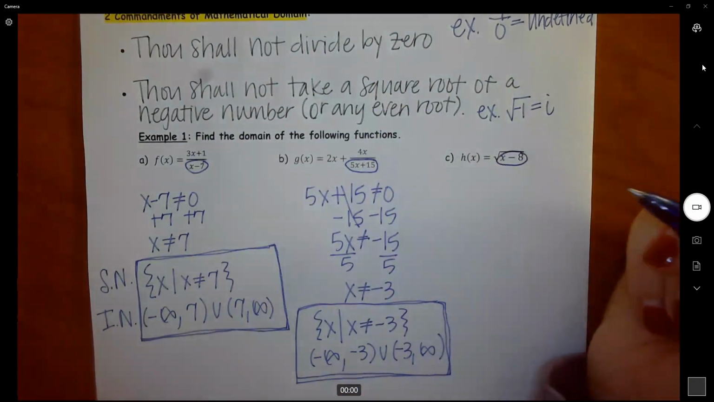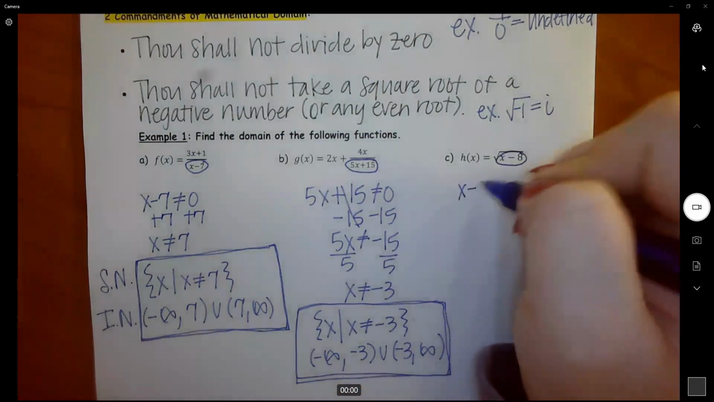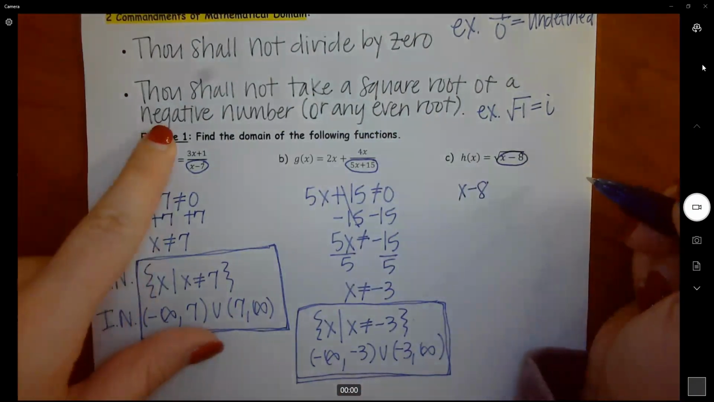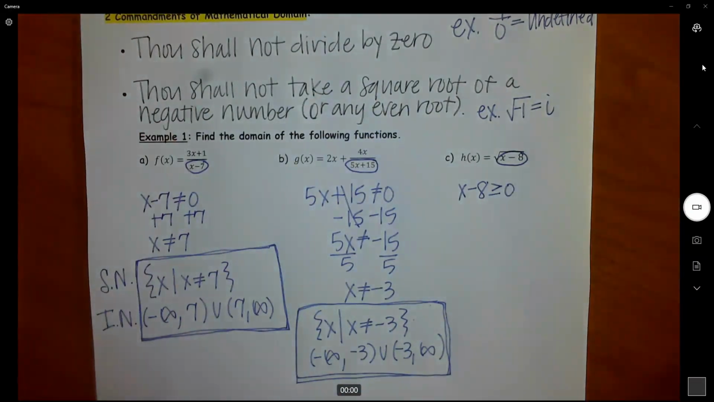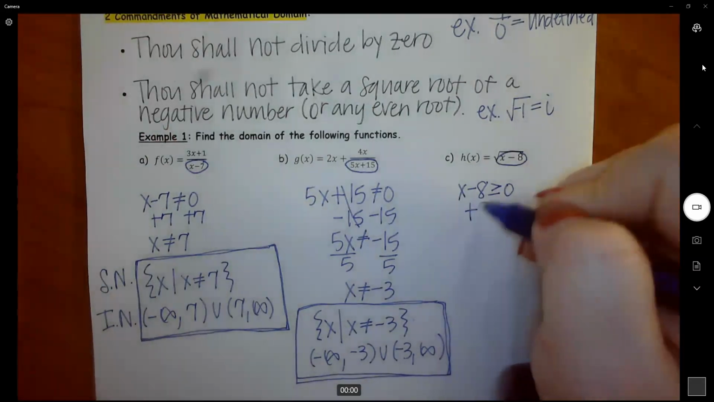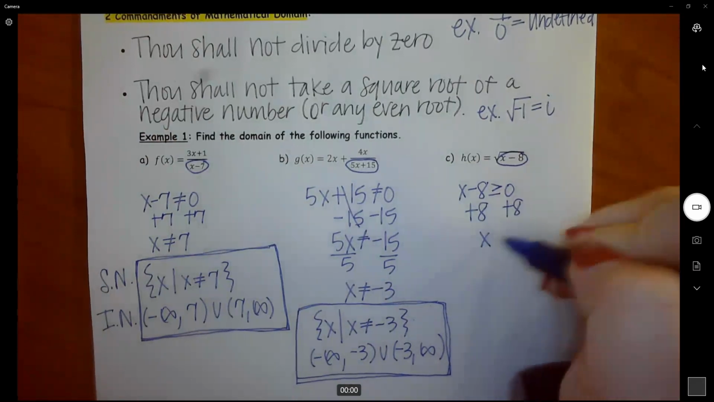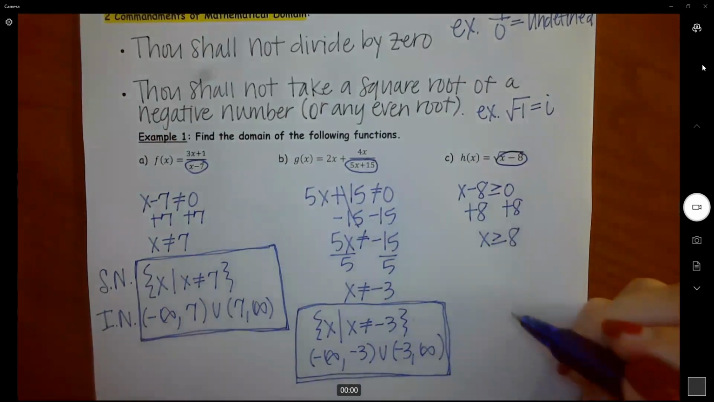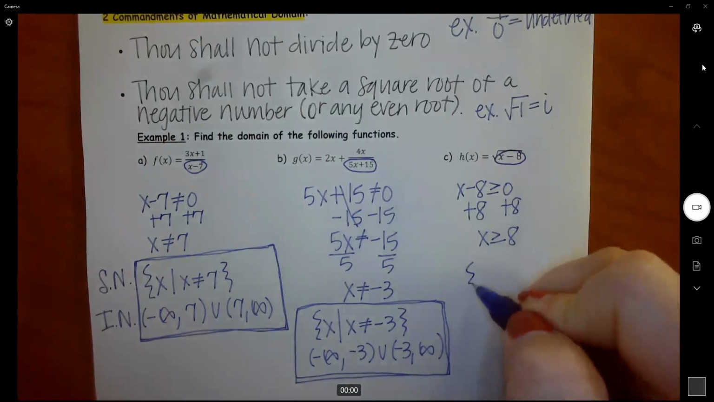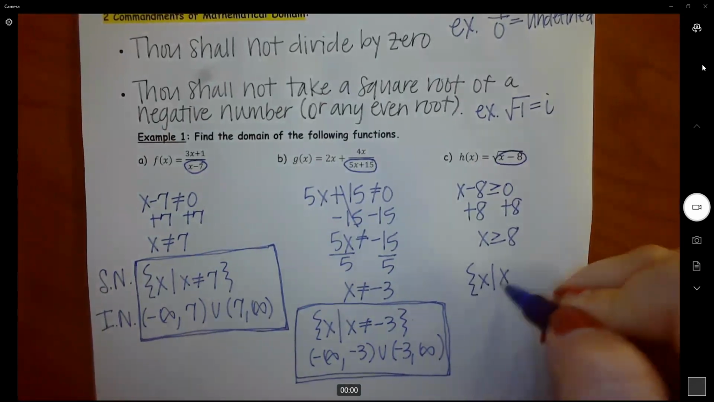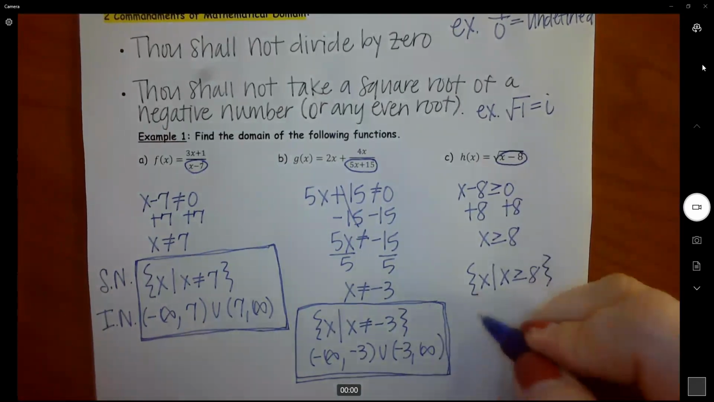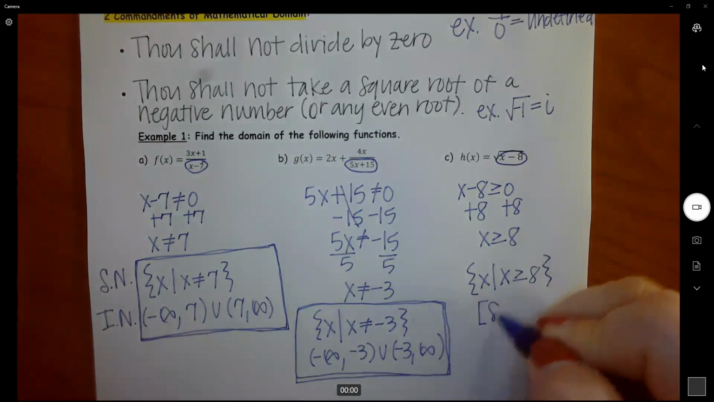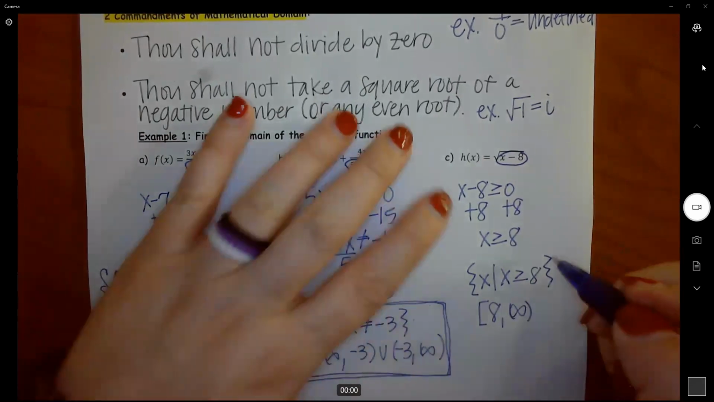So I care only about what's under that radical, x minus 8. And to make sure I don't get a negative number, I'm going to say that this is greater than or equal to 0. It can equal 0, it just can't be less than 0. So we'll add our 8 over, and x is greater than or equal to 8. In set notation, this is the set of all x such that x is greater than or equal to 8. And in interval notation, this is bracket 8 to infinity.